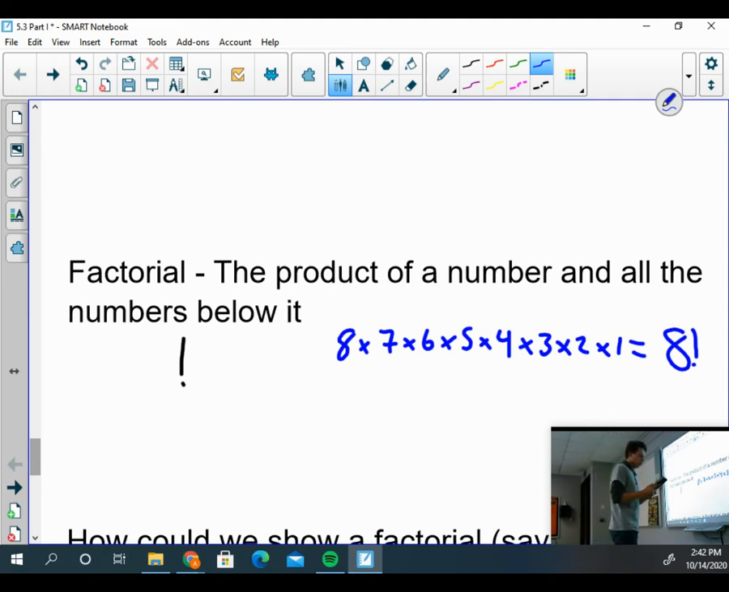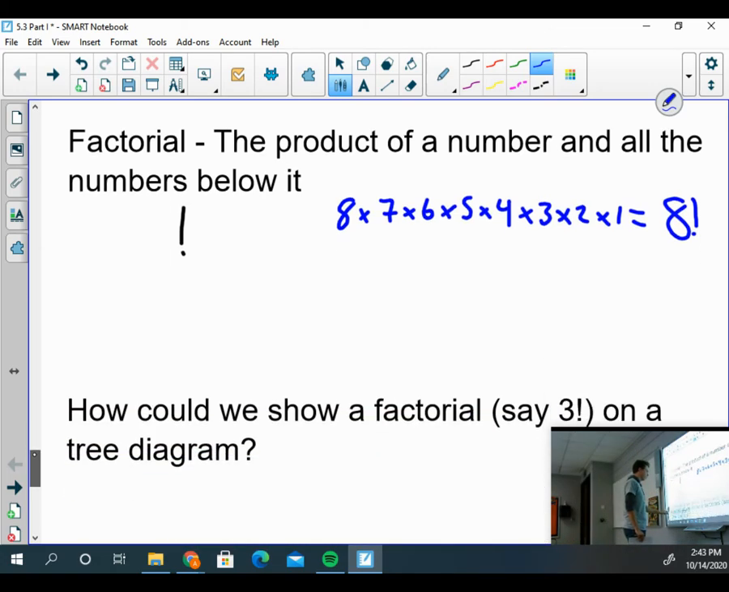The factorial key, if you press the math button and you tab over to PRB, you're going to see the fourth one down is that exclamation mark. Go ahead and try to hit 8 factorial in your calculator. So type the number 8, press the math button, tab over to PRB, scroll down to the fourth one and hit enter, and you're going to get the exact same number I did. Okay, so that's a factorial.